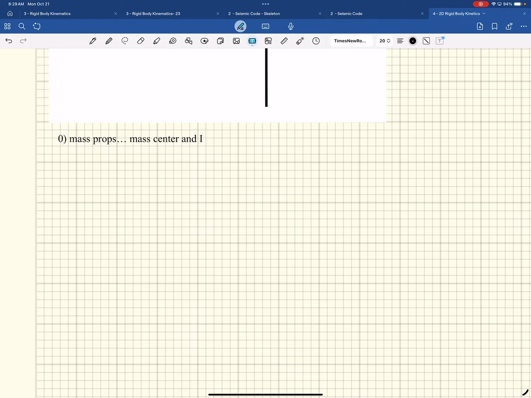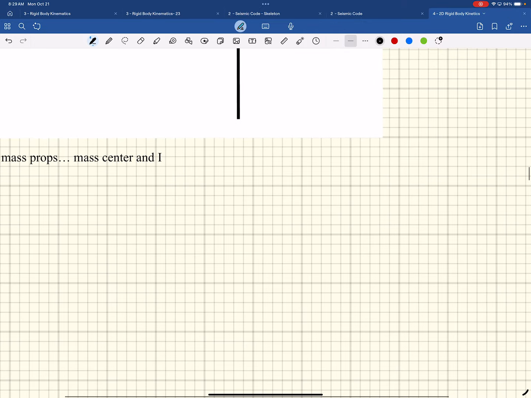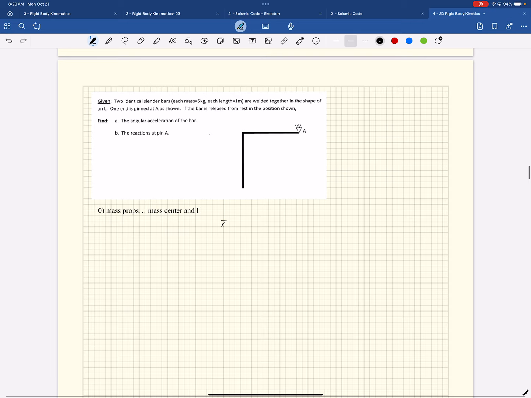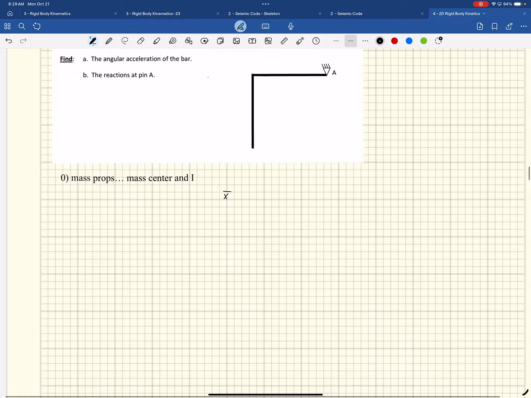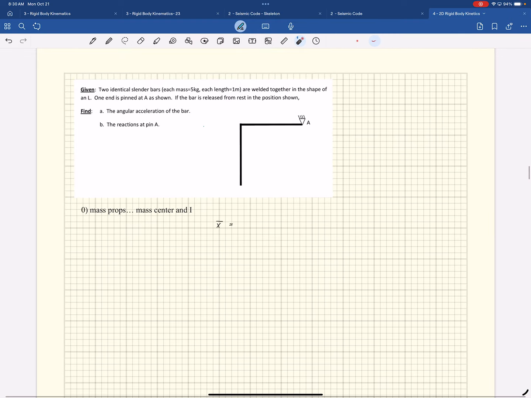So to determine the mass center of this, our definition of mass center is just a weighted average. I pick a reference point. I'm going to make my reference point be right here. And then I'm going to figure out what the x bar is relative to that point. So the first bar, this thing is length 1. So this is going to be 0.5 to get to here.